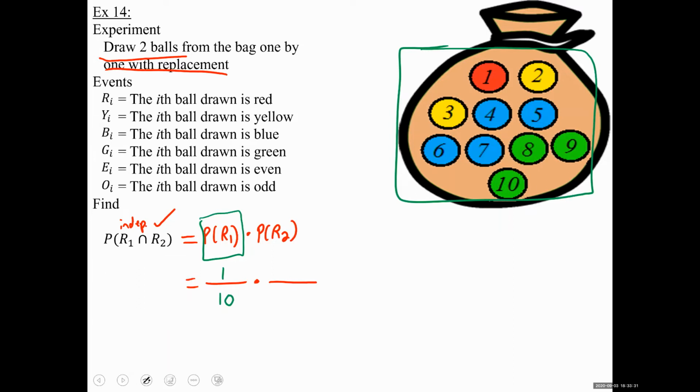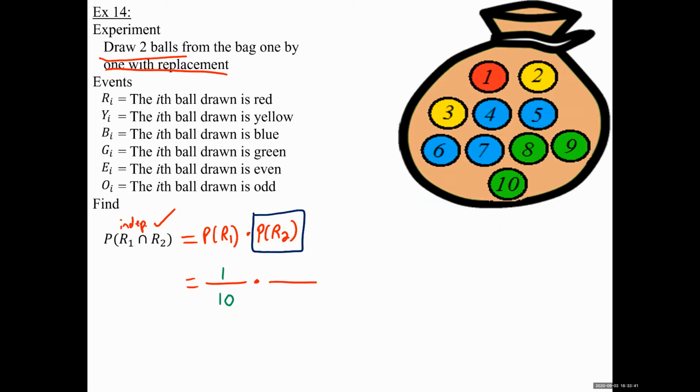All right. And then to find this probability, you need to think about it like this, because right next to the P, it says R2. I need you to imagine that we're about to do the second draw. So we've already drawn the first ball. We're about to draw the second one. It says we're going to draw 1 at a time. Well, what happened? We drew the first ball. We looked at it. We put it back, right? Because with replacement. We mix them up, and we're about to draw the second ball.